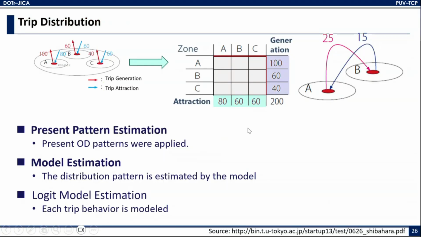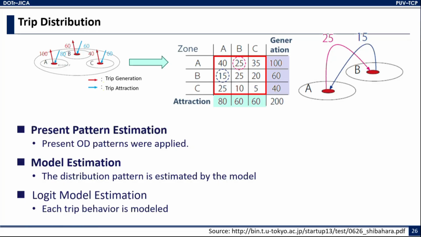Then the second one is the trip distributions. So for example, according to this result, the trip generations by A, B, C and trip attraction A, B, C are available. From this information, how many trips are made from A to A, A to B, A to C, and B to A, B to B, B to C, C to A, C to B, C to C shall be estimated.